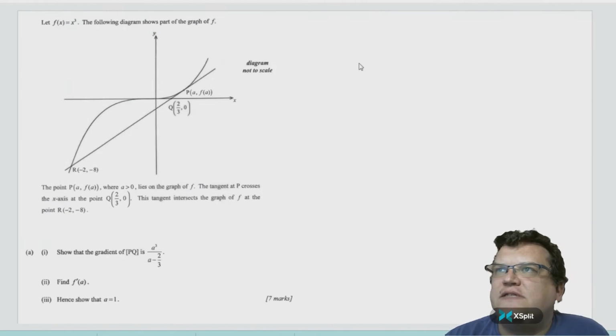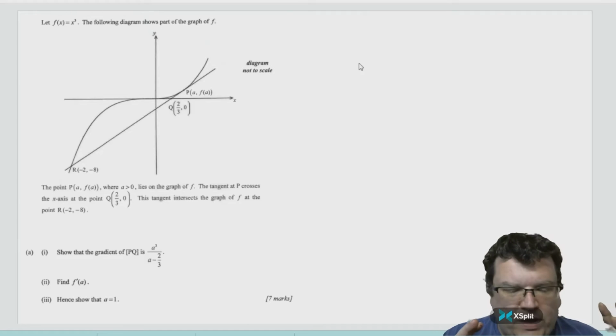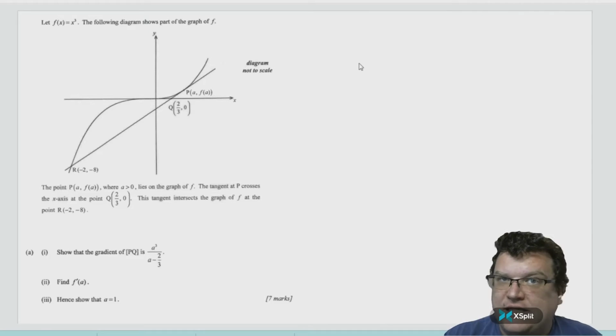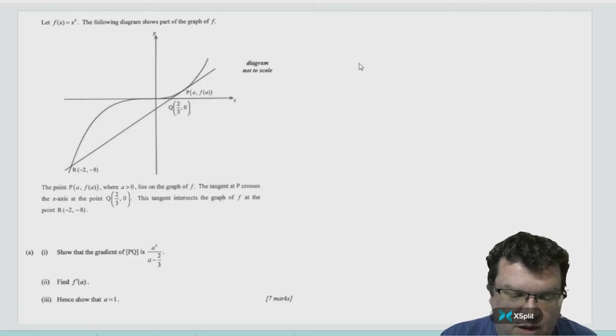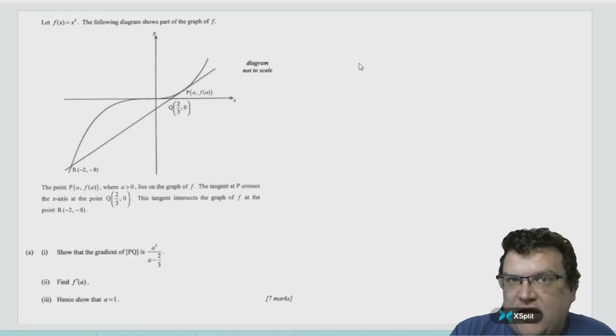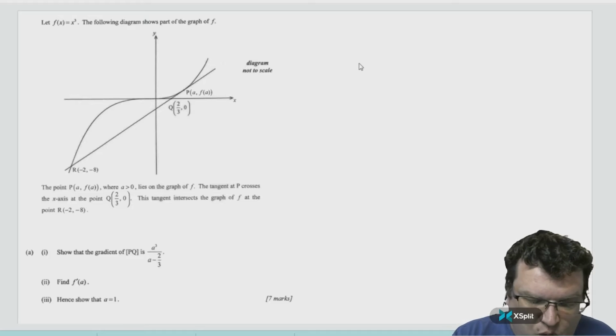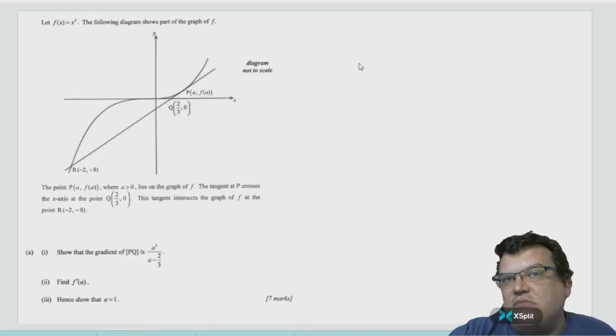First of all, in this first section, we are given a function, and it's just the normal cubic graph x cubed. So that's quite nice. The following diagram shows the part of the graph of f, and then we're given 3 points along the line P, Q, and R. We're given coordinates for each. Q and R are given numerically, but P is given in terms of A, which is the x coordinate, and F of A, the y coordinate.